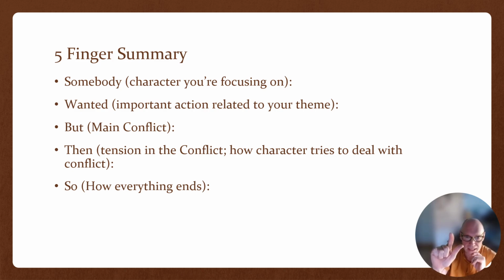Wanted is the second element. Wanted is the important action related to your theme. So a little bit about the plot that is related to that character. The third one is but. That's the main conflict, the problem that the character is trying to sort out or is facing and needs to resolve. Then that's the tension in the conflict. How does the character try to deal with it? And then how does everything end? What's the resolution?